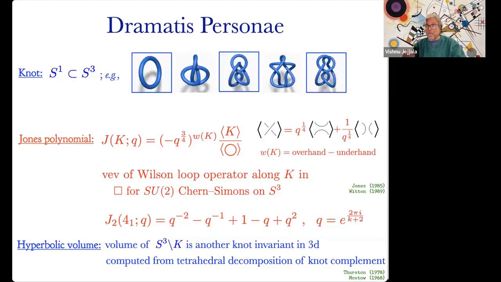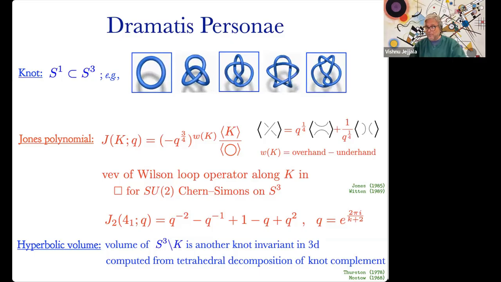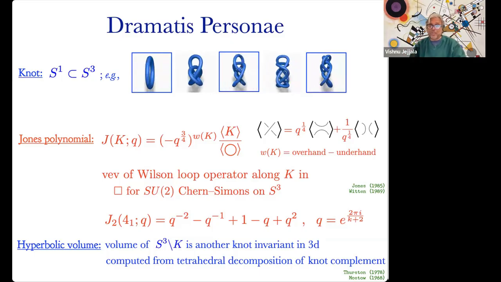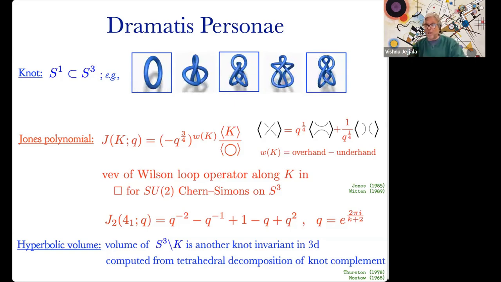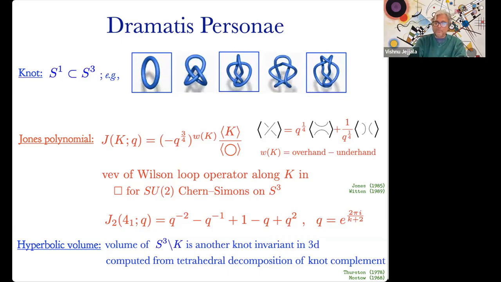So if your knot happens to be hyperbolic, it has this property that when you remove the knot from the ambient sphere, the remaining space is one that has a constant negative curvature. The volume in that metric, which describes that constant negative curvature, is a knot invariant. And it's computed from an ideal tetrahedral decomposition of the knot complement.